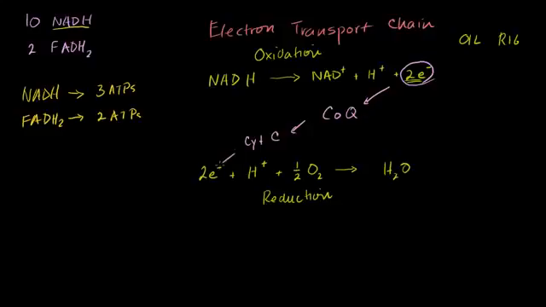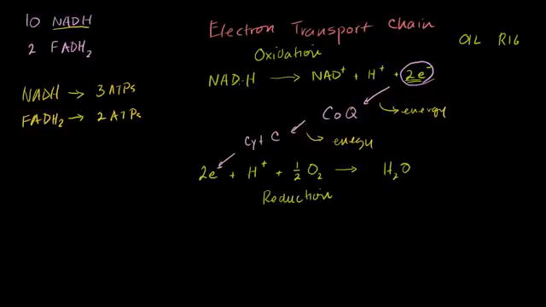And then they eventually end up right here, and they're used to reduce your oxygen into water. Now, every time an electron goes from a higher energy state to a lower energy state, and that's what it's doing over the course of this electron transport chain, it's releasing energy. So energy is released when you go from a higher state to a lower state.